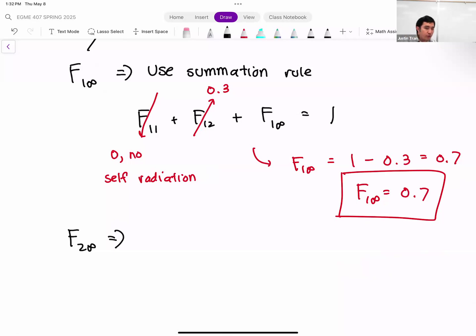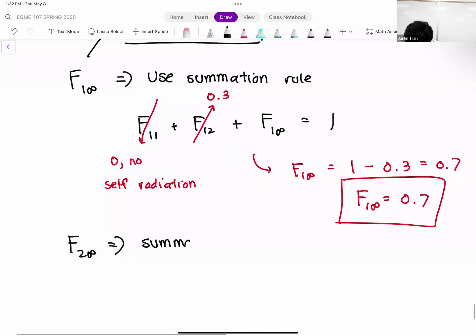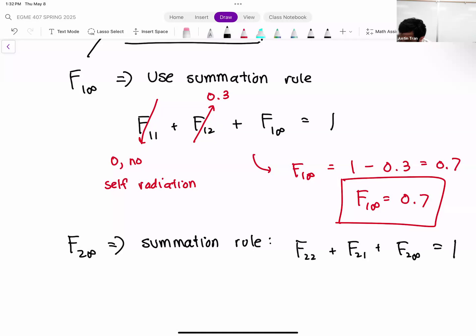This one's going to be a little bit tricky because we don't have any of the view factors that relate surface 2 to anything just yet. So it's going to be a little bit harder to apply the summation rule, but let's go ahead and write out our summation rule anyway. The summation rule is probably going to be your most useful property, just because it's usually a good one to solve for these view factors. Our summation rule here involves all the view factors that involve surface 2. So that's F22 plus F21 plus F2 infinity equals 1.